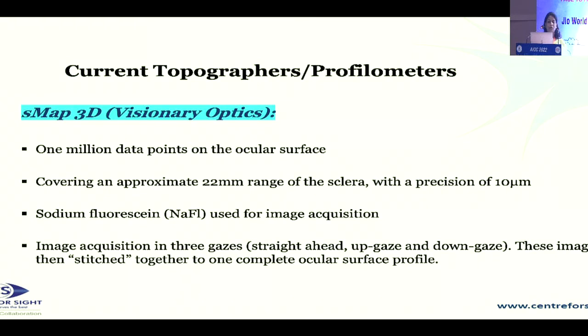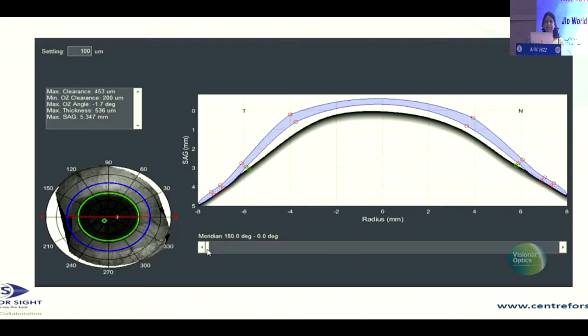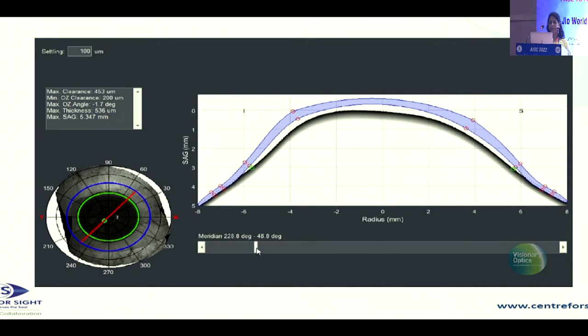It uses sodium fluorescein for the image acquisition, for the projection, and it takes images in 3 gazes: straight, up gaze, and down gaze. The only drawback of this instrument is that it stitches all the 3 images to make an ocular surface profile. So then, to overcome this, this is a video from 3D mapping. So that's how it profiled the sclera.